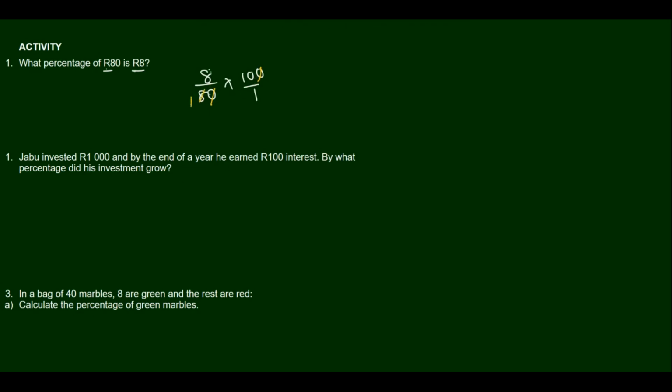8 into 8, 1, 8 into 8, 1. So what are we left with? We're left with 1 over 1 times 10 over 1, right? Which is 10%. So it means 8 rand is 10% of 80 rand.